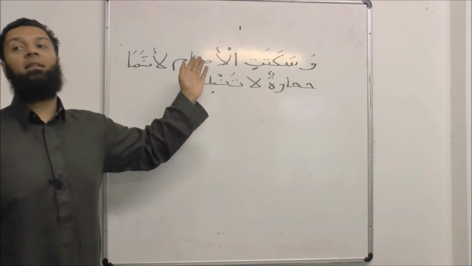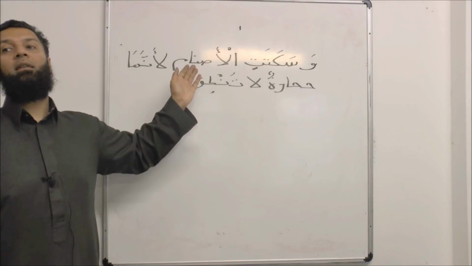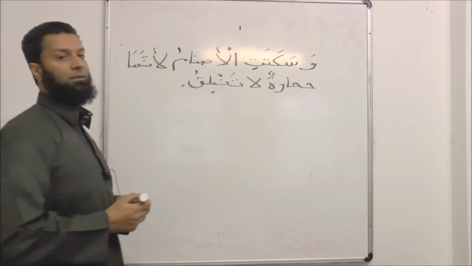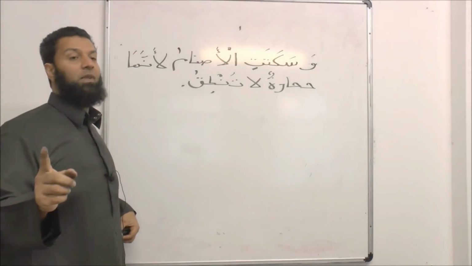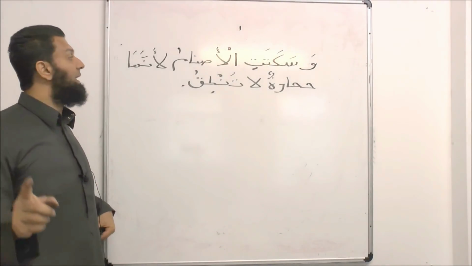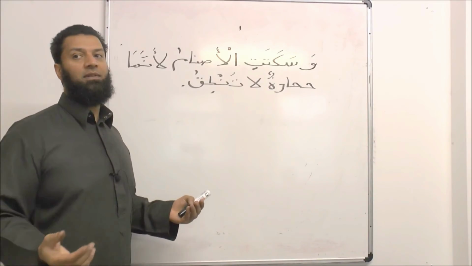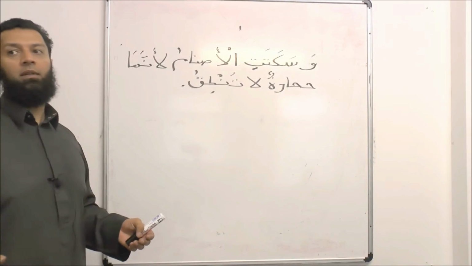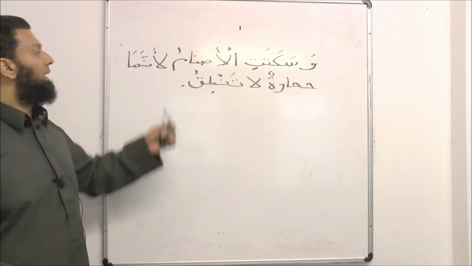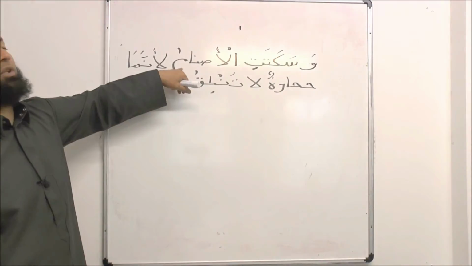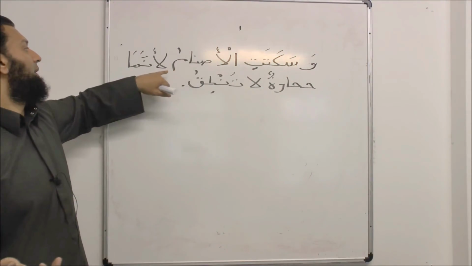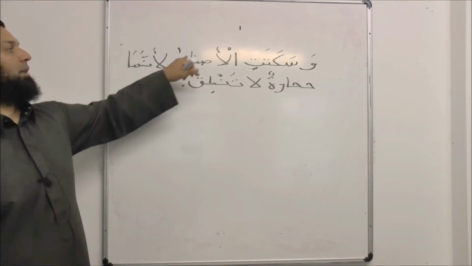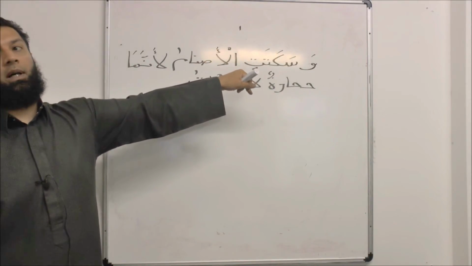وَسَكَتَتِ الْأَصْنَامُ. Because it's a fa'il, it's the doer. Al-Asnamu is the doer, the thing that was quiet. So the fa'ilun is al-Asnamu, therefore it's a marfu'un. وَسَكَتَتِ الْأَصْنَامُ. The idols were quiet.